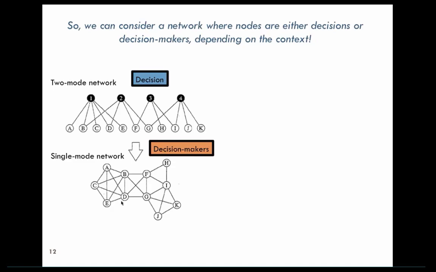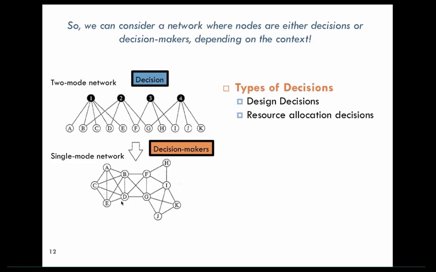So going to slide 12, depending on the context, we can consider a network where the nodes are either decisions or decision makers. In most cases, we start with a two-mode network where on the top we have decisions 1, 2, 3, 4, and then decision makers, and there are methods that we can use to collapse a two-mode network to a single-mode network and infer the interaction among decision-making units. Specifically, we talk about two types of decisions, either design decisions or resource allocation decisions. The first one is more during the time of design. The second one happens in real time during the operation of the system.